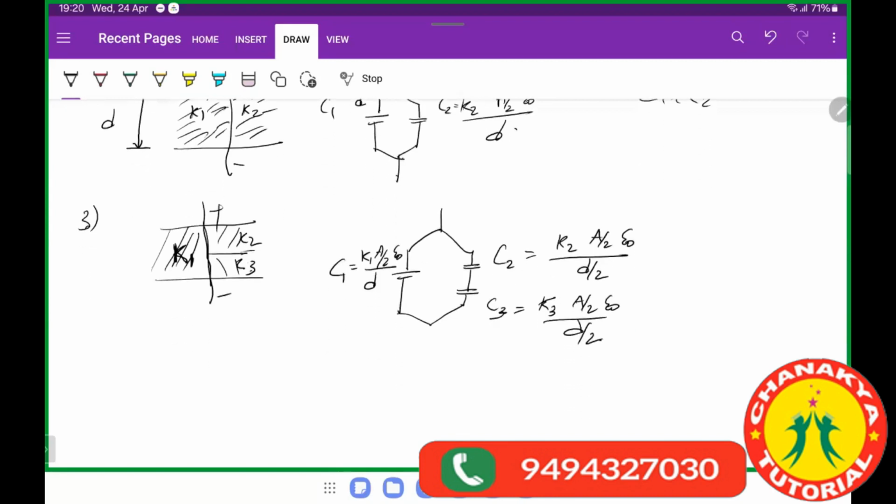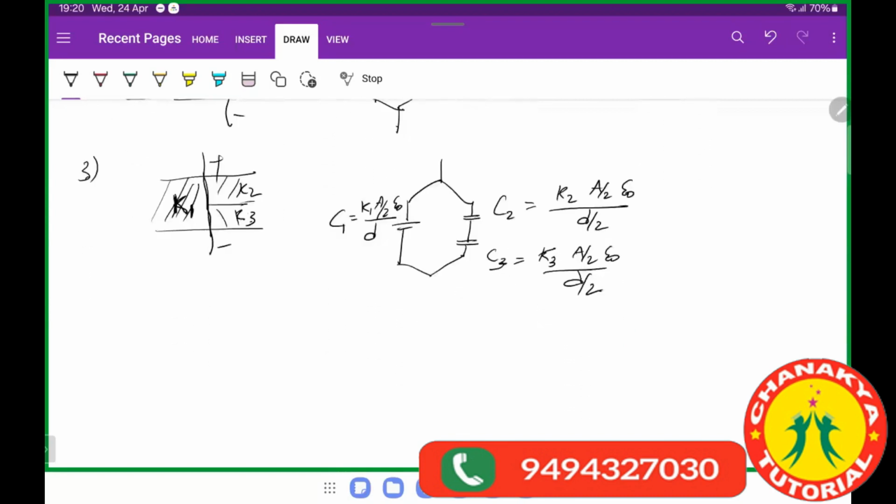Now in C2 and C3, the 2 will be cancelled. The second part you can do, that is easy: C1 plus C2 C3 by C2 plus C3. Now the fourth one.